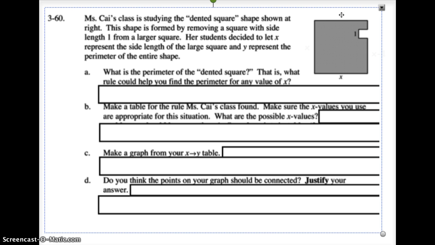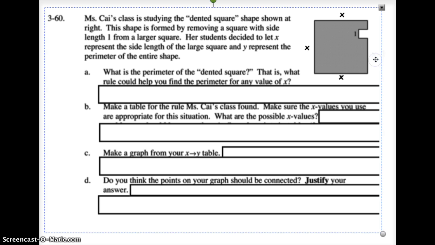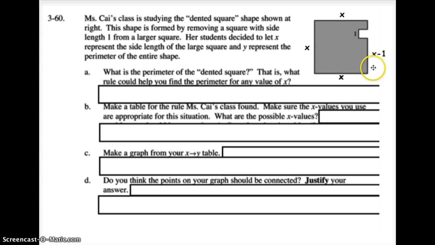What that means is each of these side lengths are going to be x. And since this is missing that one little piece right there, which is side length 1, that side length is going to be x minus 1. And let y represent the perimeter of the entire shape. So y, which is the perimeter, is going to be equal to this side plus this side plus this side, which is 3x, plus this side, which is x minus 1, plus this, and this, which will equal 3.